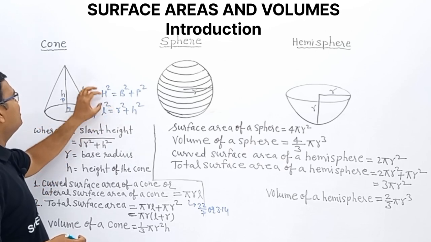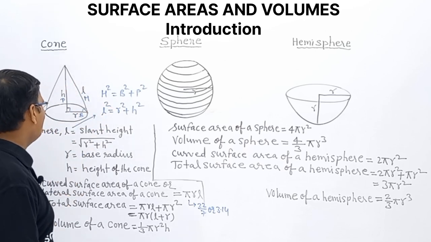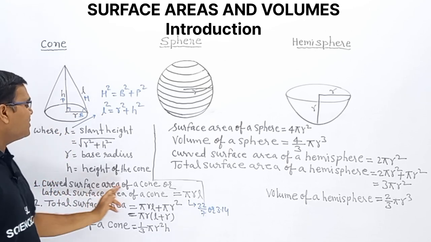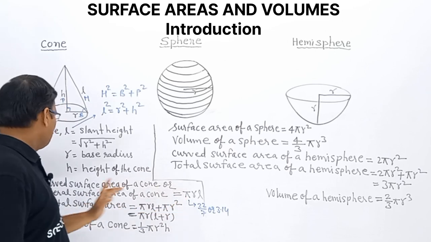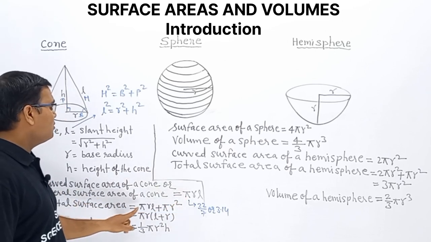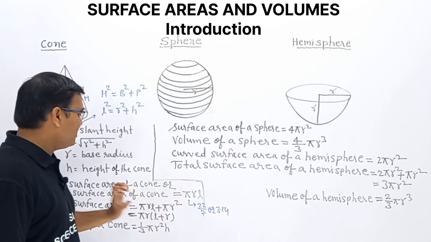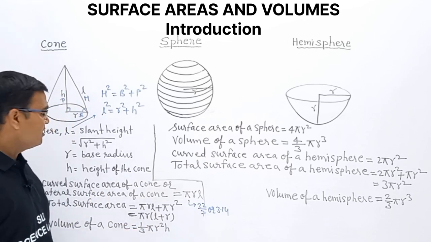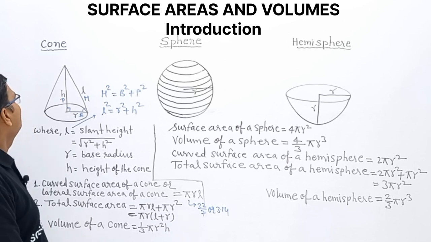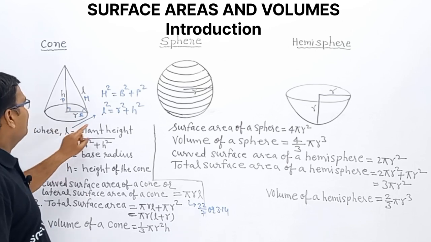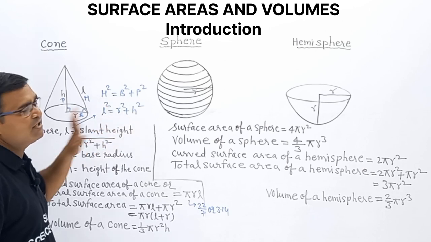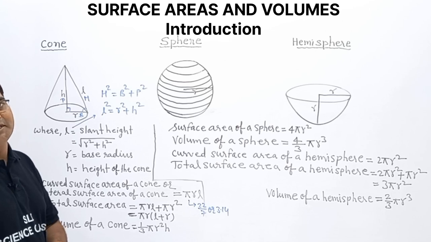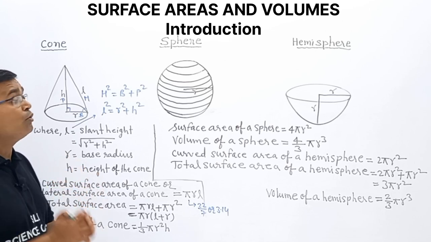How are we getting this one? This is from the Pythagoras theorem. And after this, these three formulas. Curved surface area of a cone is pi RL. Total surface area is what? Curved surface area plus area of a base, pi r square. And volume of a cone is 1/3 pi r square h. These three formulas are used in a cone, and one more is L square equal to R square plus H square. So by using these formulas we can solve questions related to a cone.